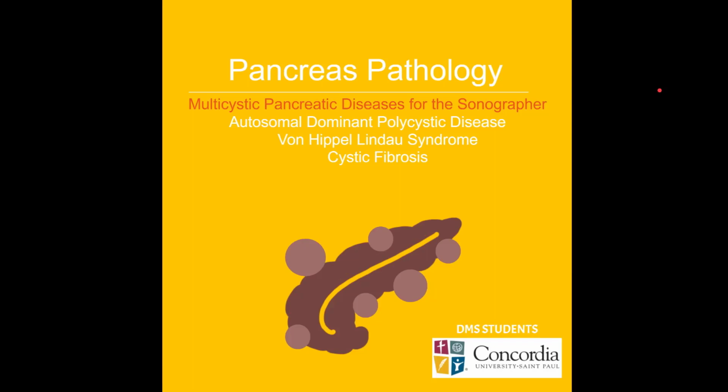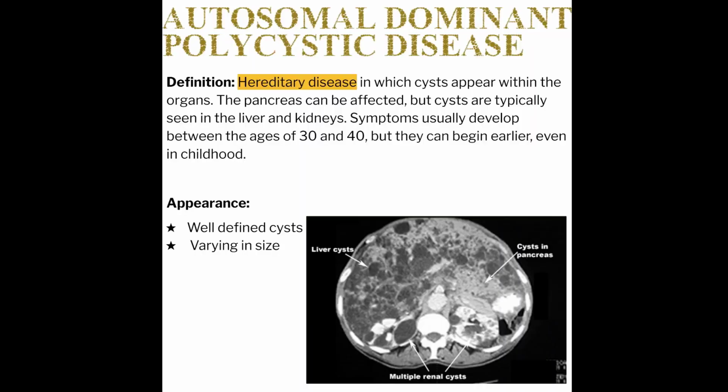Let's move into our third section then, the multicystic pancreatic diseases. This is going to include autosomal dominant polycystic disease, von Hippel-Lindau syndrome, and cystic fibrosis. Autosomal dominant polycystic disease is a hereditary disease, and it causes multiple cysts to appear in the organs.